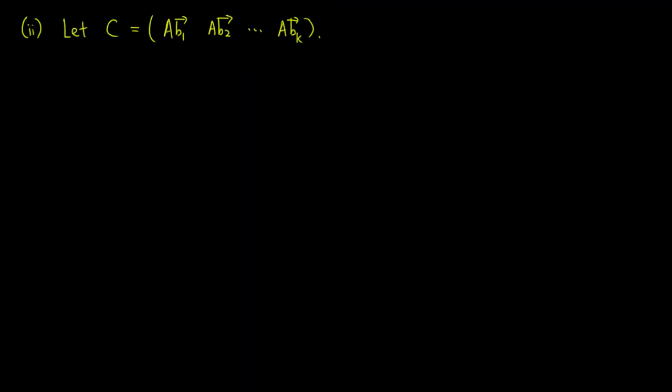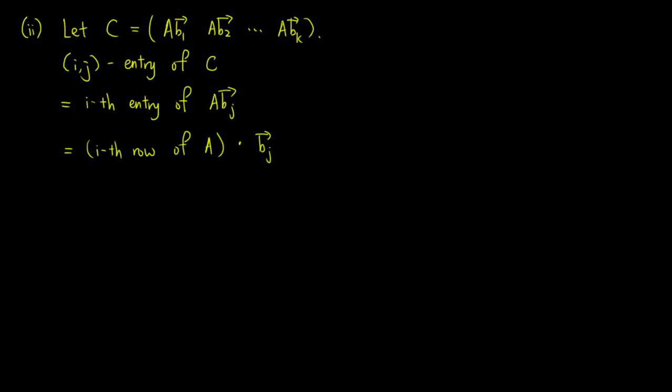For the second point, let C be the matrix with columns AB1, AB2 up to ABn. The ij entry of C is equal to the ith entry of the jth column, so it is equal to the ith entry of ABj, which is equal to the ith row of A dot Bj, which is equal to Ai dot Bj, so it is equal to the ij entry of A times B. In other words, the ij entries of C and A times B are all the same, so C equals A times B.